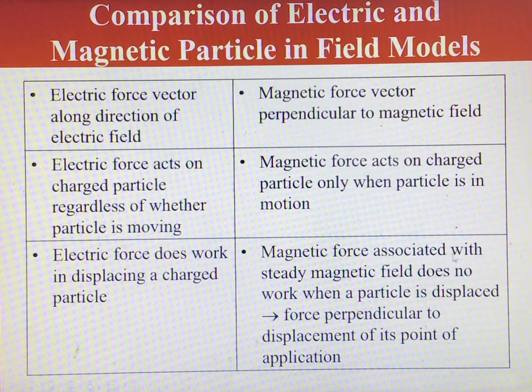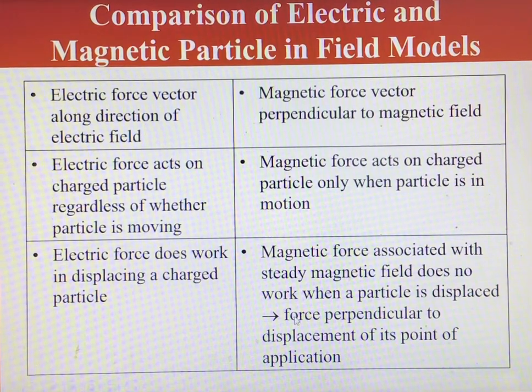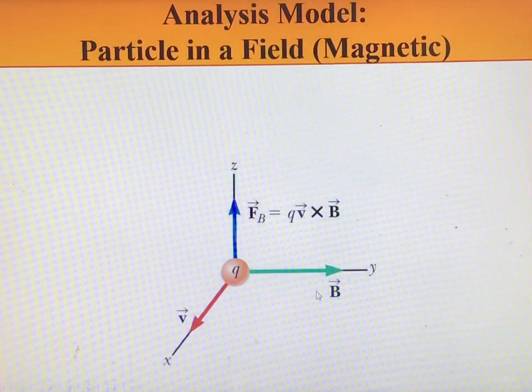A magnetic field does not produce any work when the velocity of the charged particle is at 90 degrees with respect to the direction of the magnetic field. We'll talk about this a little bit later.